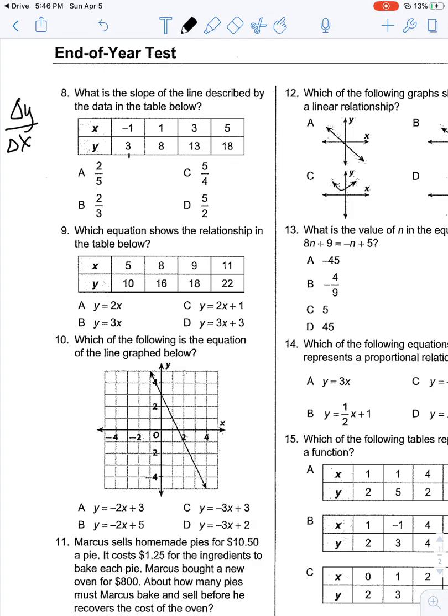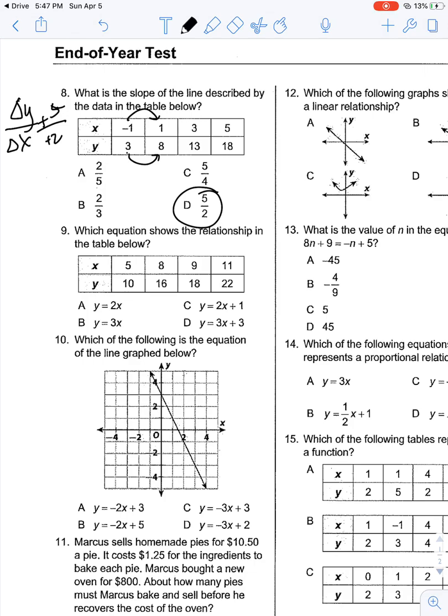So if we look at a change in y here, we can see it goes from 3 to 8. That's a change of plus 5. And then the change in x here goes from negative 1 to positive 1. That is a change of plus 2. So 5 over 2 is going to give us a slope of D, 5/2.